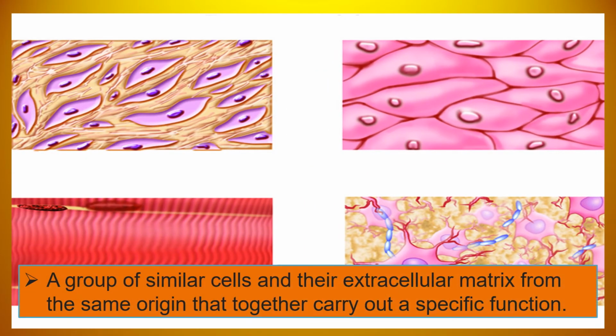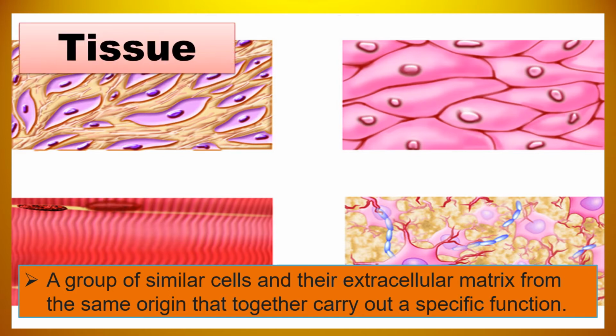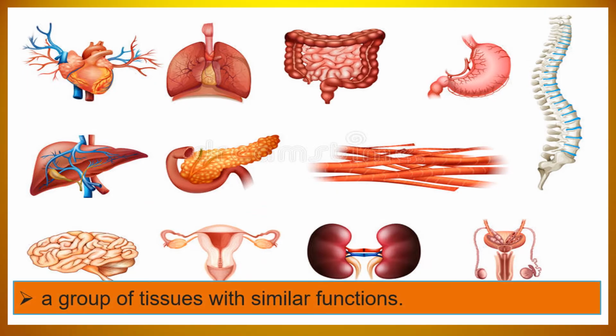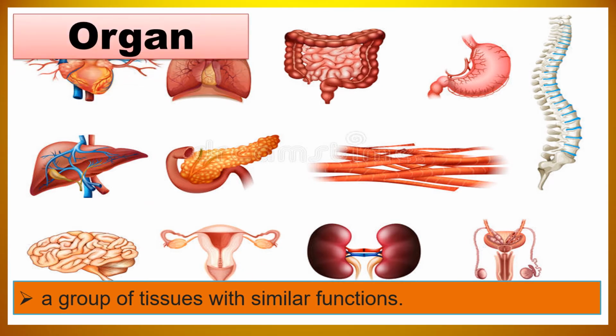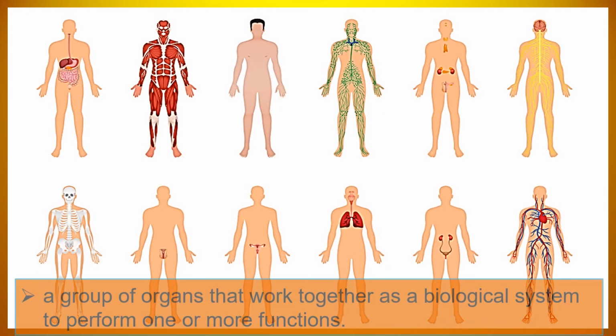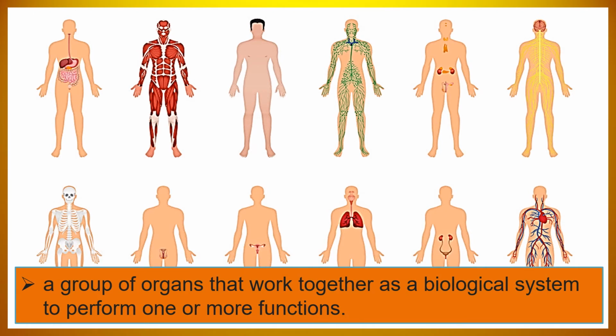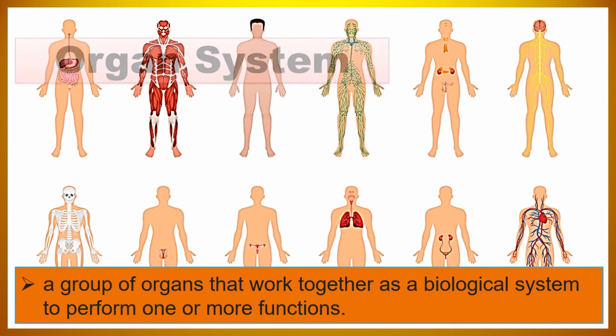Next is the group of similar cells and their extracellular matrix from the same origin that together carry out a specific function. This is known as tissue. A group of tissues with similar functions is known as an organ. The next level is the group of organs that work together as a biological system to perform one or more functions, known as an organ system.